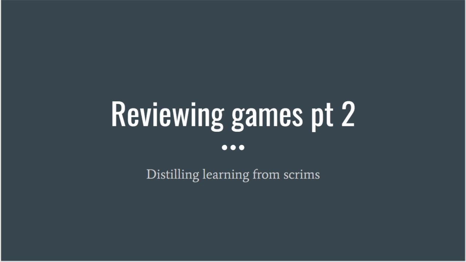Hey guys, Jensen here once again, and this is the second part of my two-part video series on how to review games. In the first part, we covered how to categorize the review points and prioritize to determine what are the big review points that you might want to cover when you're reviewing a scrim. And in this video, we will be covering how exactly one approaches the review of said points, right?